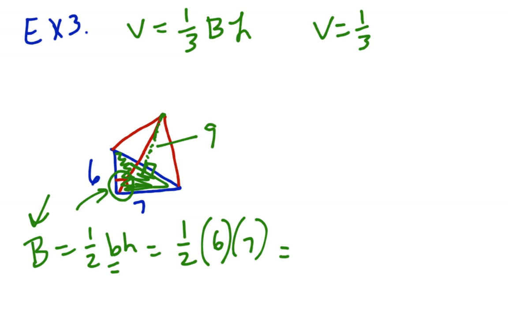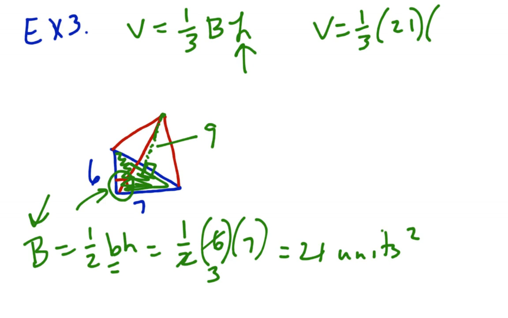So that's going to be 1/2 of 6 is 3, times 7 is 21. What's the units? I don't have units marked. 21 units squared. And then that's going to be my base area. The height of my pyramid is the h in my volume formula, and that's 9.